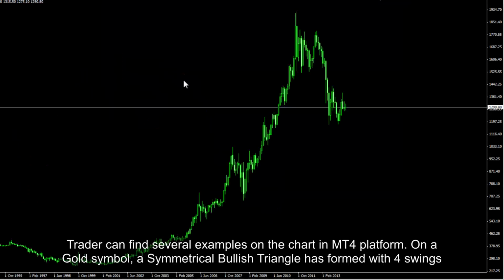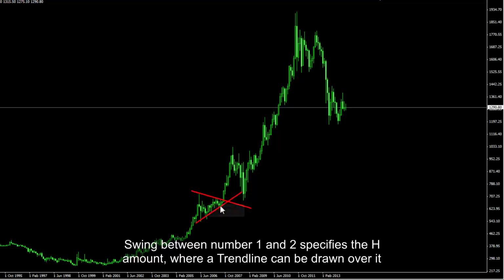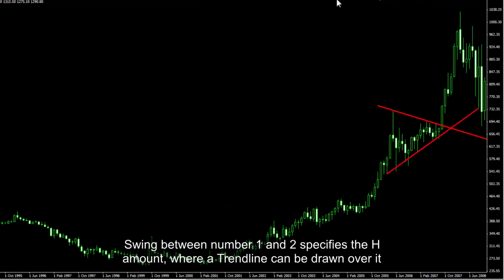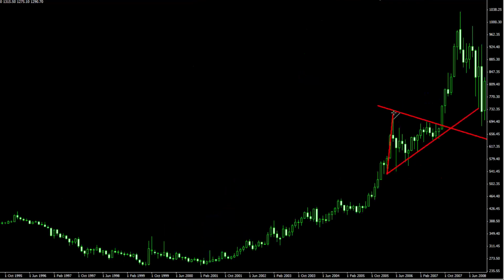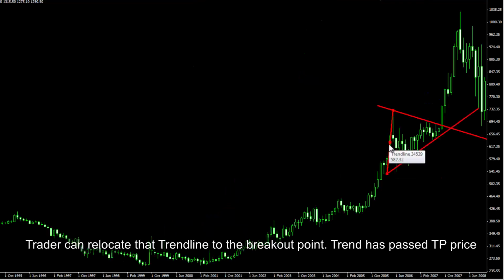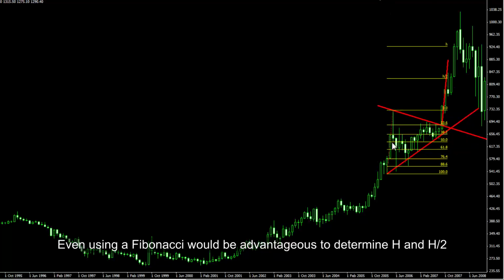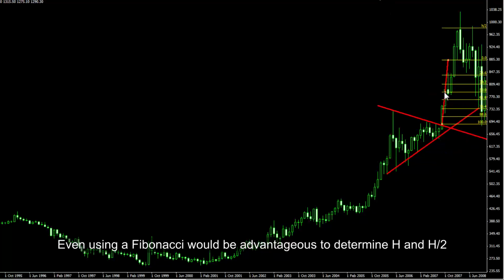A trader can find several examples on the chart in MetaTrader 4 platform. On a gold symbol, a symmetrical bullish triangle has formed with 4 swings. Swing number 1 and 2 specifies the H amount, where a trend line can be drawn over it. A trader can relocate that trend line to the breakout point. Trend has passed TP price. Even using a Fibonacci would be advantageous to determine H and H2.